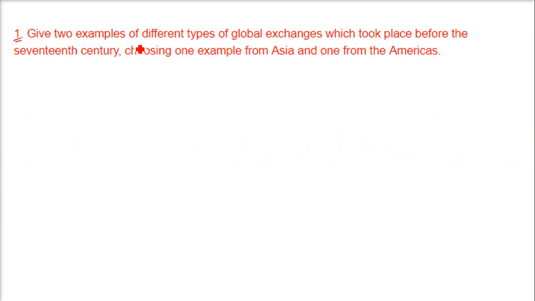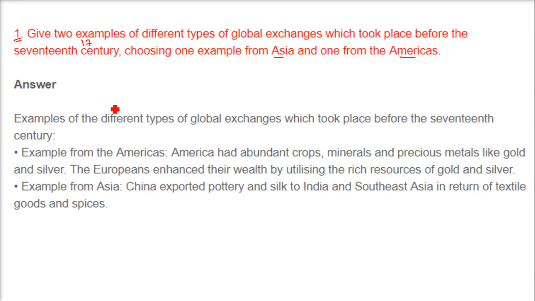First question is, give 2 examples of different types of global exchanges which took place before the 17th century, choosing an example from Asia and one from America. So the example for America: abundant crops, minerals and precious metals like gold and silver. The Europeans enhanced their wealth by utilizing the rich resources of gold and silver from America. Example from Asia: China exported pottery and silk to India and Southeast Asia in return for textile goods and spices.